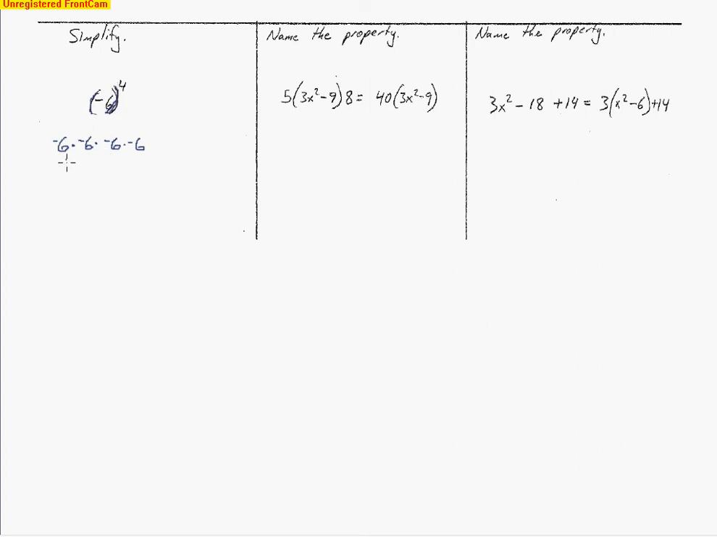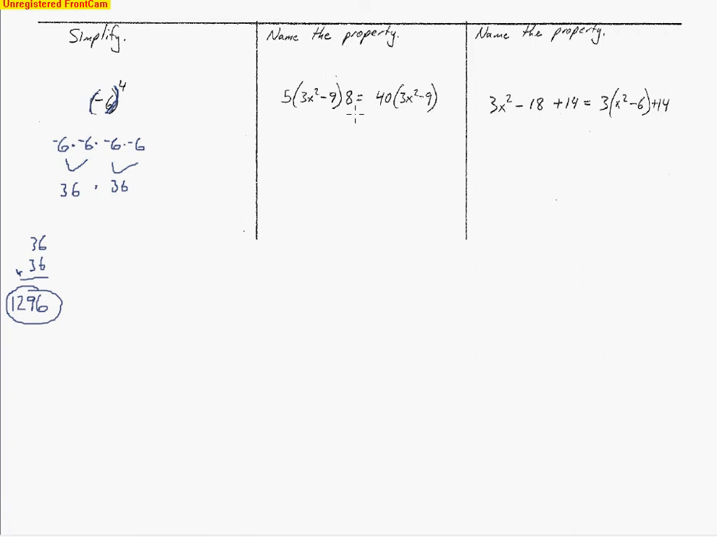So I'd start with the two -6's, and you get 36 and 36. And then you just have some multiplication to do. 36 times 36. So you multiply those two numbers, and let's see what we end up coming up with here. We end up with 1,296. The last two problems are going to be asking us about naming the properties.